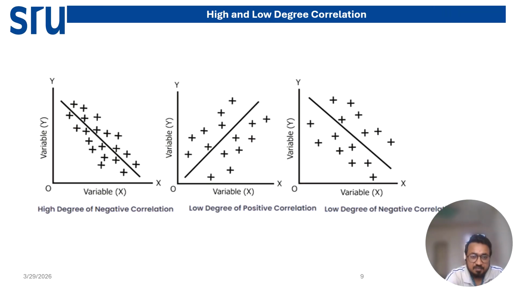So now here we can see some scatter diagrams showing high and low degree correlation. Here the variable Y and variable X, the points are very closely related, so that is why this is a high degree of negative correlation. Here the points are scattered and far away from each other, that is why this is low degree positive correlation, and here we can see that this is low degree negative correlation. So this is all about scatter diagrams.